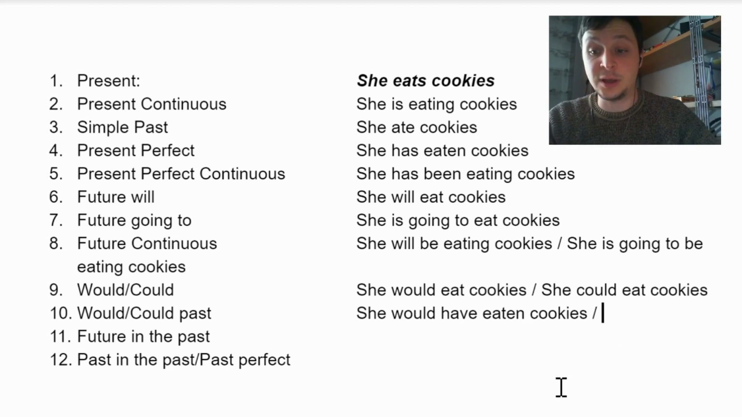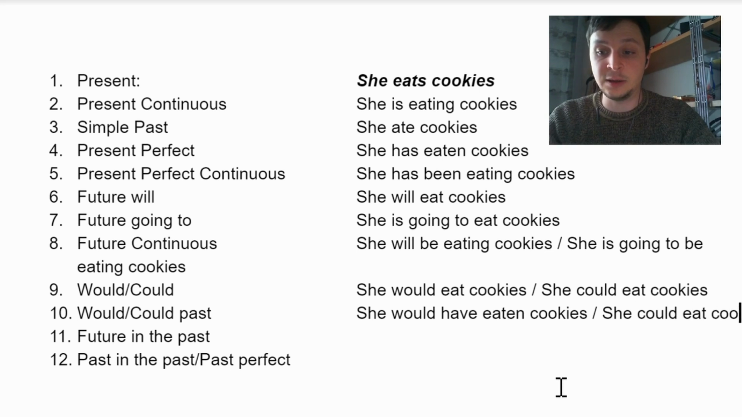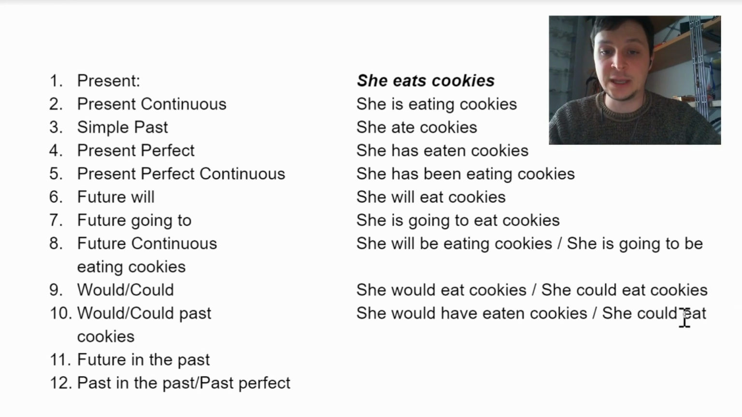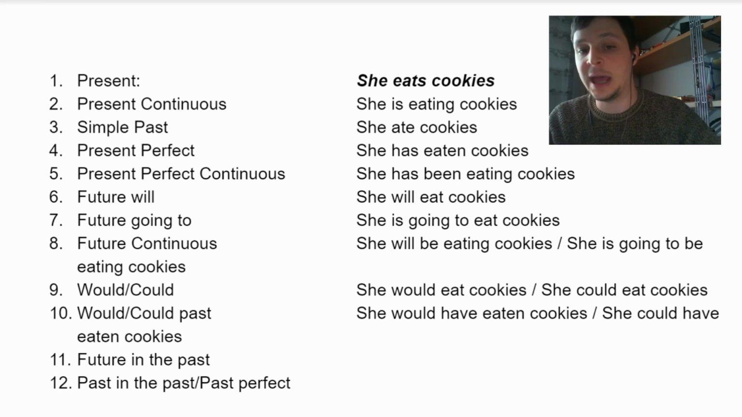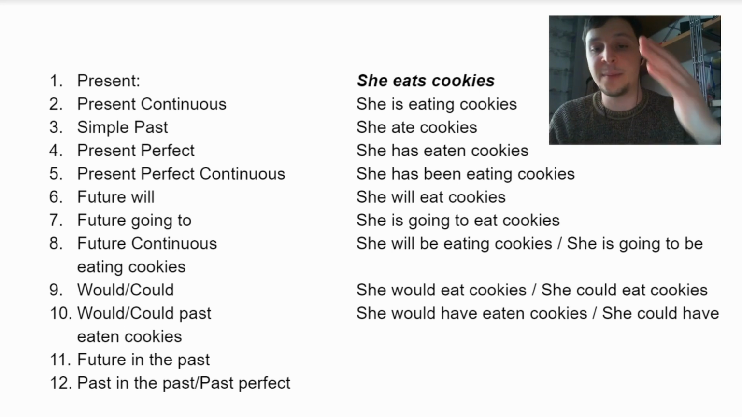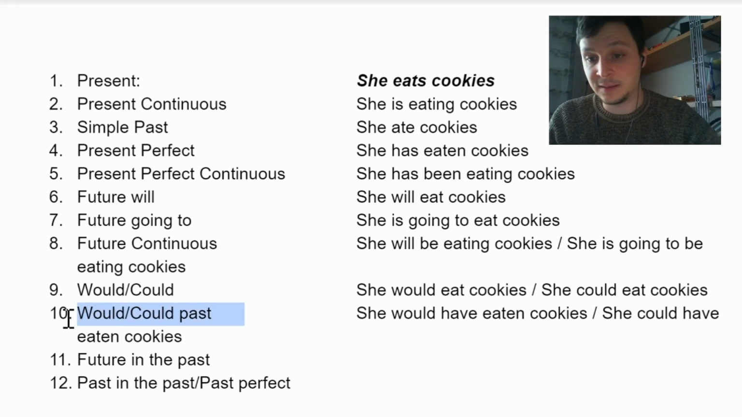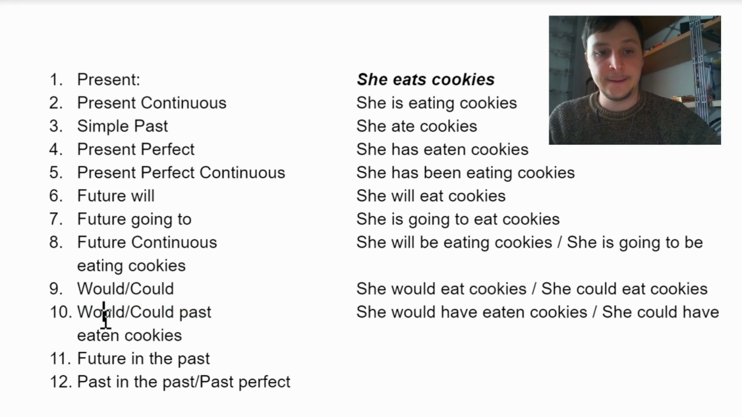We can do the same with could. She could eat cookies, right? We can just add she could have, and then eat becomes eaten. She could have eaten cookies. Avrebbe potuto mangiare i biscotti. Very common verb tense. She could have eaten cookies. She would have eaten cookies. Okay? Now, let's do two more.